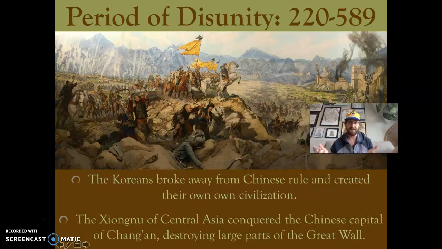The Koreans, in fact, broke away from Chinese rule and they created their own civilization. Korea used to be a part of China until the period of disunity, and never again was China able to reconquer Korea. In addition to that, a people group called the Xiongnu, living within this place called Central Asia, conquered the Chinese capital city called Chang'an, and they destroyed large parts of the Great Wall, which you could see back here. Everybody knows the Great Wall of China. The Great Wall was destroyed during the period of disunity.